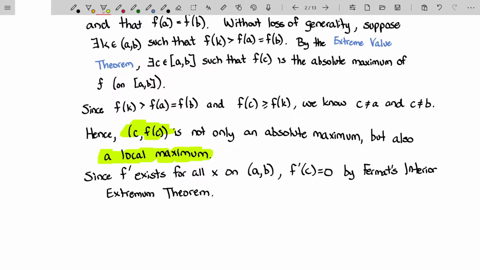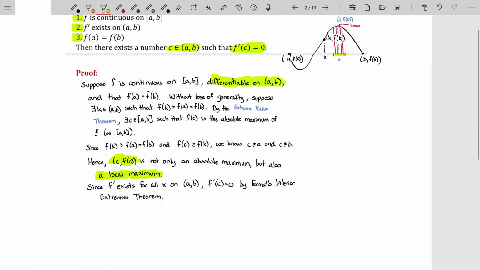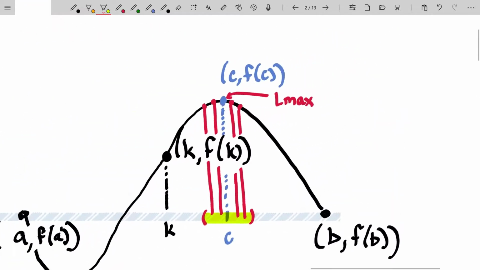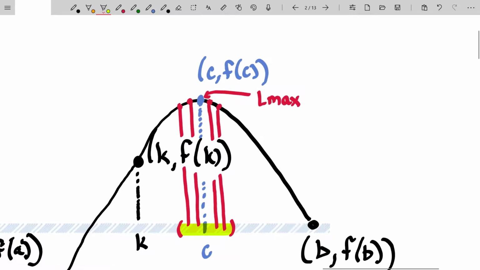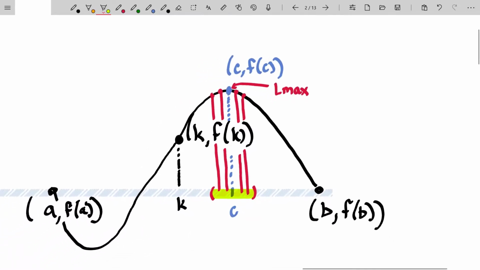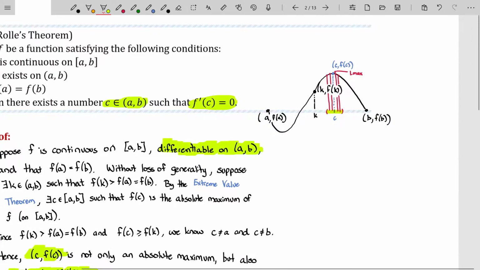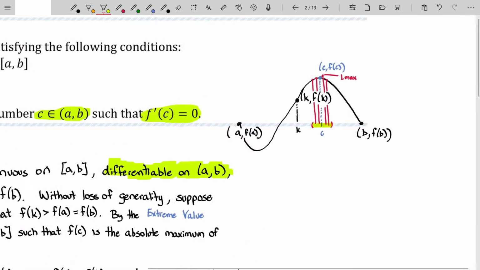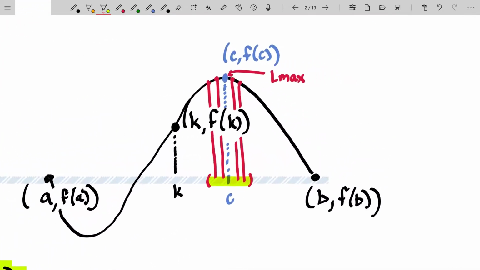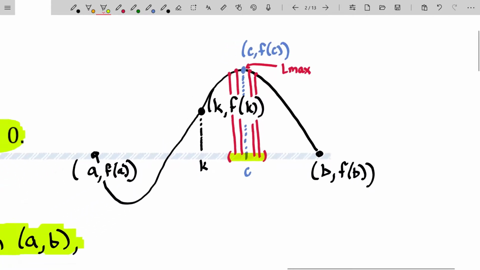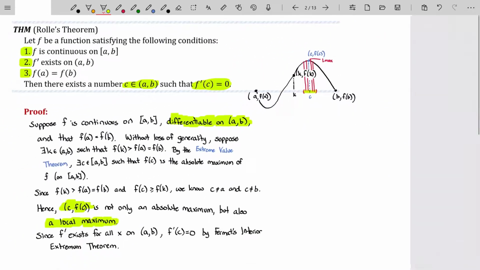Remember, that was from a previous lecture. It basically said if you have a local extreme, which is exactly what we said that f of c was, we now know that f of c is a local extreme. And if we know that our function is differentiable at that point, then the derivative must be 0 at that point. That's Fermat's interior extremum theorem.